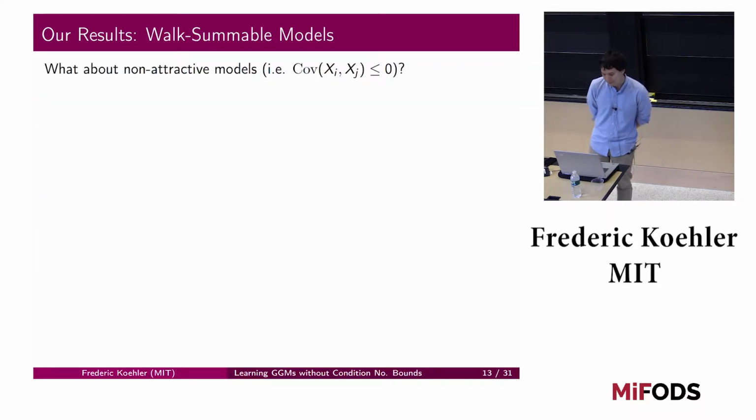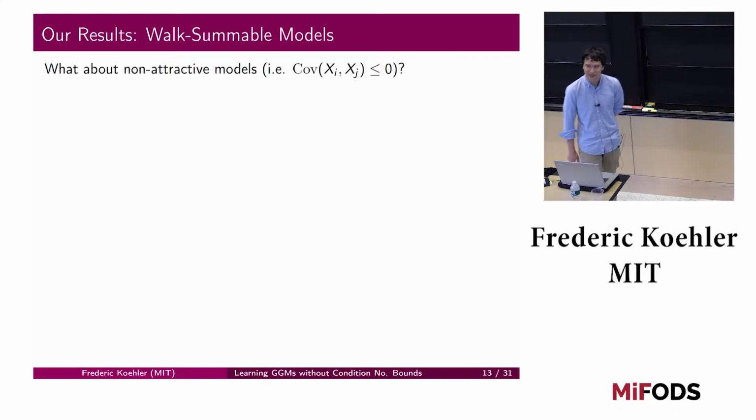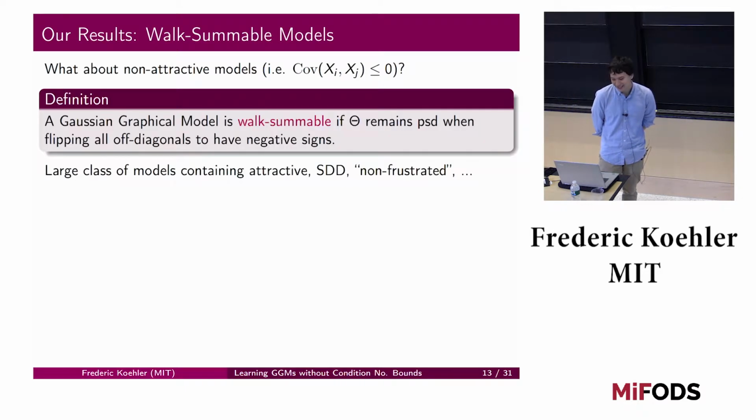Okay. So the thing about the previous slide is that it only works for attractive models. If I look at my data and I see that there are two variables which have negative covariance, I can just reject. It's not possible that that comes from an attractive model. And so we would like results that apply in that case as well. Unfortunately, we cannot handle the general case, but we can handle a large class of models which are called the Walk-summable models.